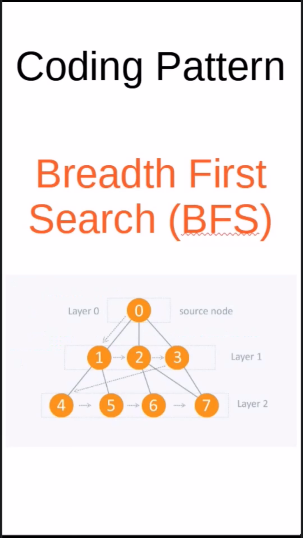Let us discuss the BFS coding pattern. This pattern is a powerful strategy for traversing trees level by level, exploring all nodes at each level before moving to the next. So here's how it works. We use a queue to keep track of nodes at each level, visiting them in a BFS manner.